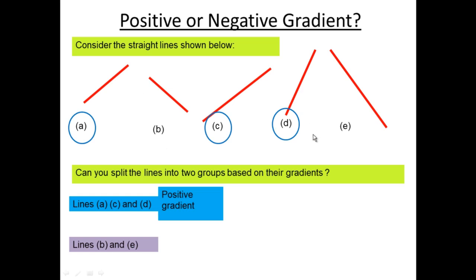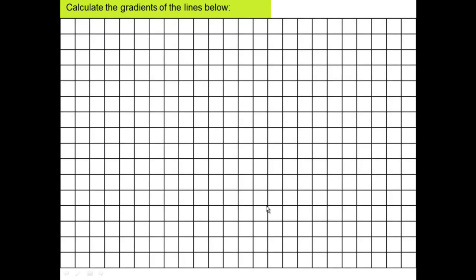How about B and E? It is included into negative gradient because the line downwards from left until right. Let's check the examples.